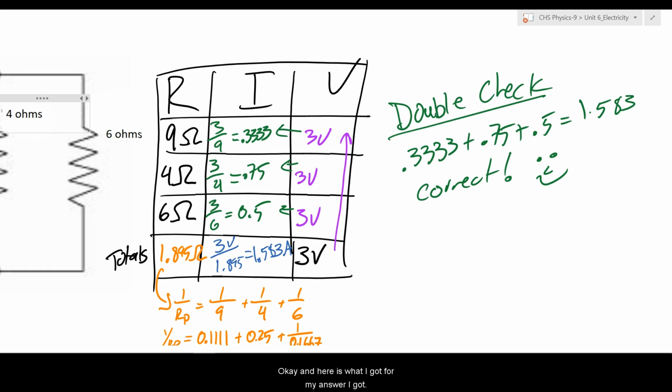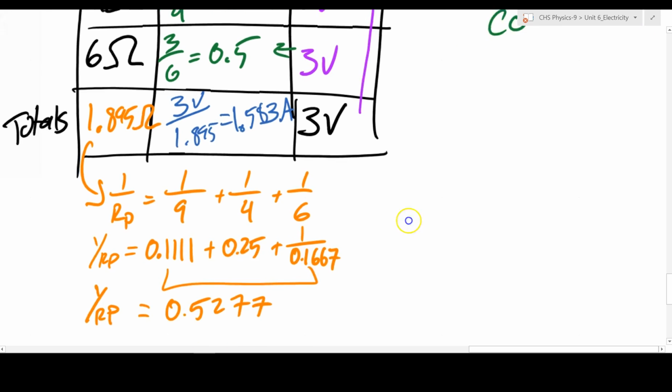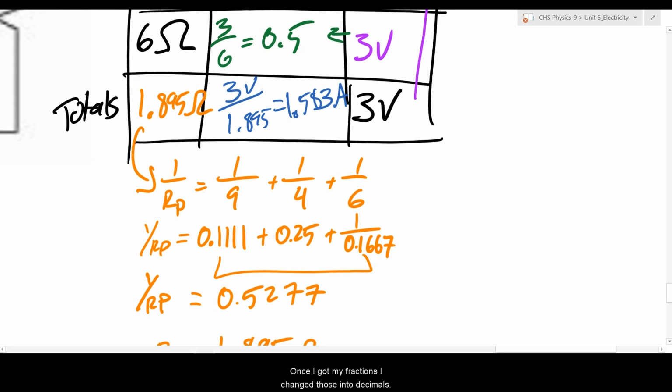Okay, and here is what I got for my answer. I got all of what you can see here. So I'll just walk you through how I got it. The first thing I did was get my total resistance by doing this equation, which you can see in orange down here. I did not just simply add these up. Once I got my fractions, I changed those into decimals.